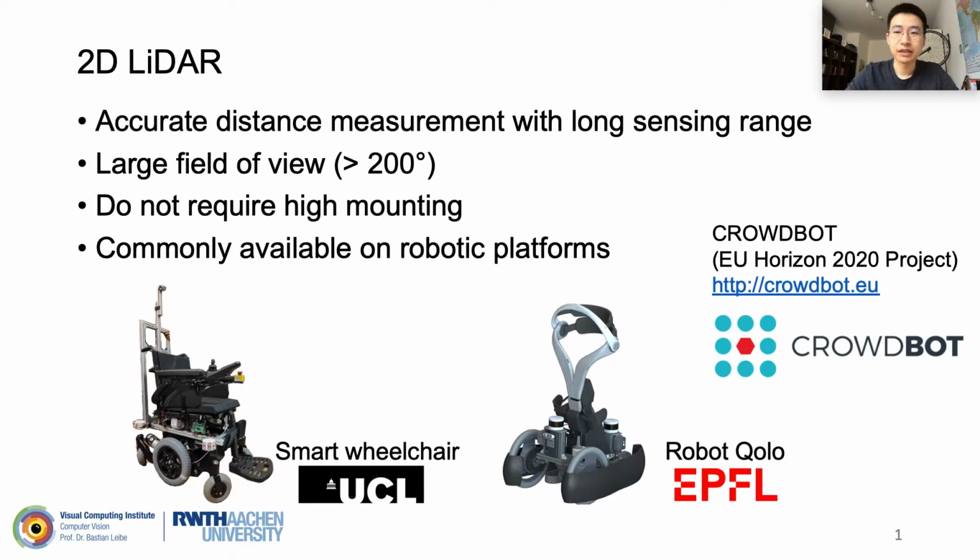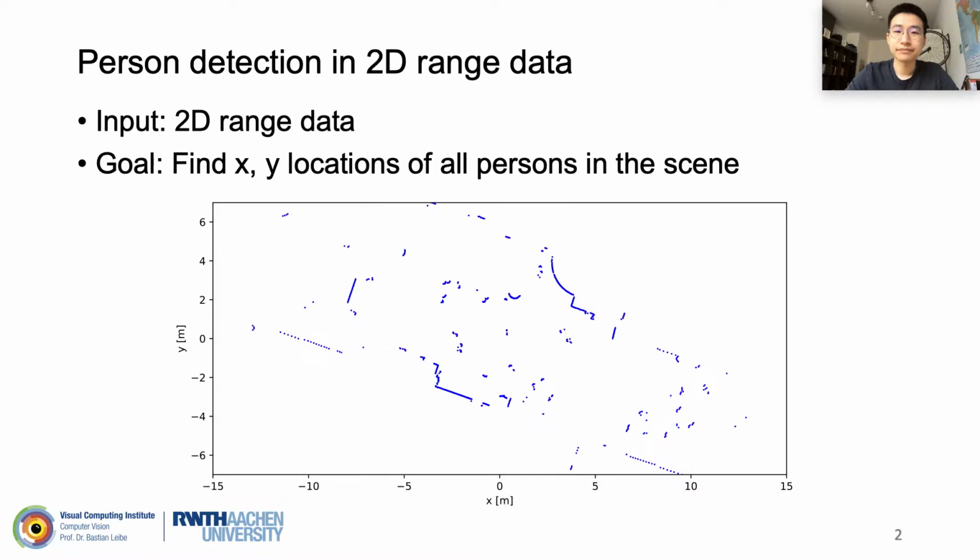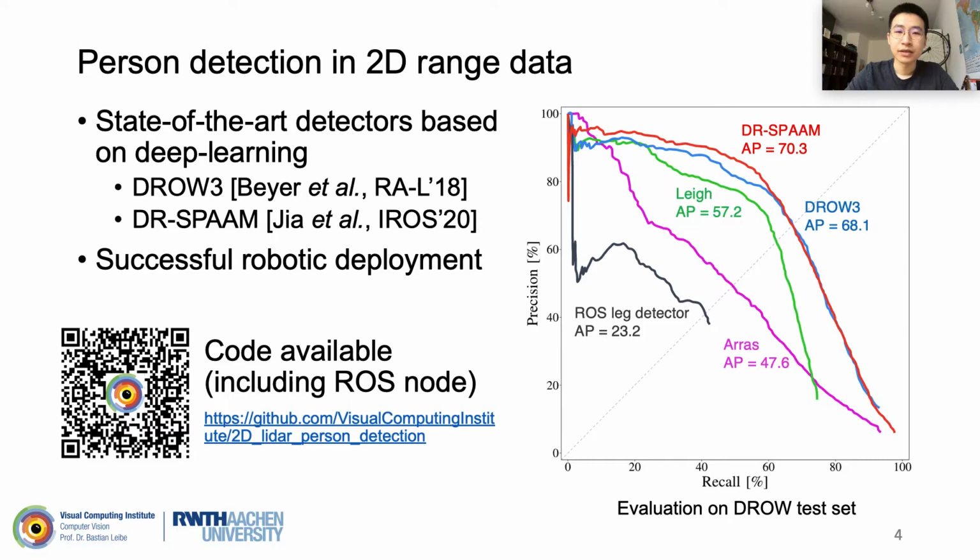Cameras, on the other hand, need to be mounted high enough such that the images have a natural viewing angle, and that is not always possible. Last but not least, they are already commonly available on many robotic platforms, particularly for meeting safety requirements. So we are interested in detecting persons with 2D LiDAR. More concretely, the task is, given a 2D range data, we want to find XY locations of all persons in the scene. There are already good solutions to this problem.